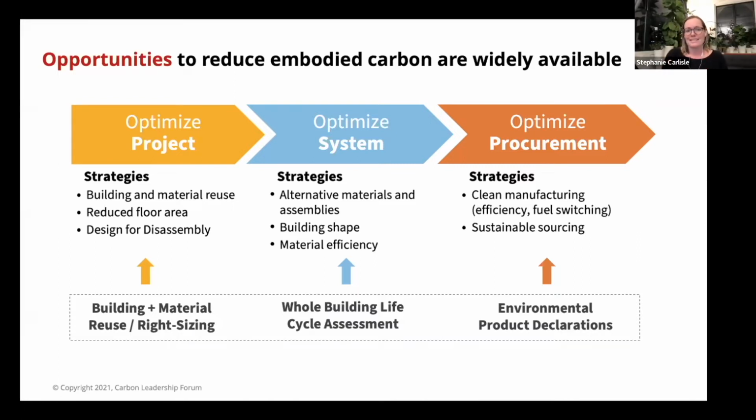How do we optimize systems? So that would be thinking about different types of construction typologies, whether you're making use of advanced manufacturing or building with biomass, or a whole bunch of strategies there, or even just material efficiency itself. And then strategies for optimizing procurement. So that's mostly the world of buying greener or lower carbon products specifically, and largely about driving clean manufacturing.